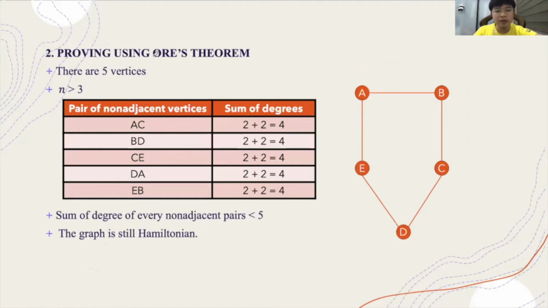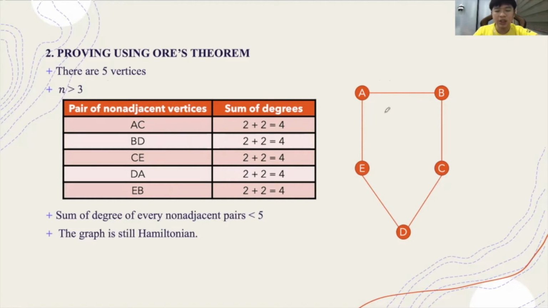And I prove using the second theorem, which is Ore's theorem. There are 5 vertices also, A, B, C, D, E, and the number of vertices is greater than 3. The pairs of non-adjacent vertices are AC, BD, CE, DA, and EB. The degree of every vertex is 2. So 2 plus 2 equals 4, for every pair. So the sum of degrees of every non-adjacent pair is lower than 5, which means according to the theorem, this is not Hamiltonian.